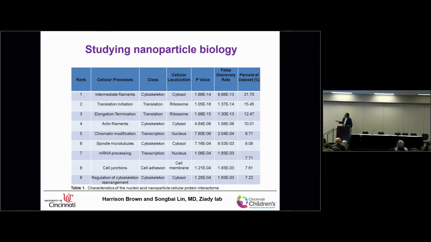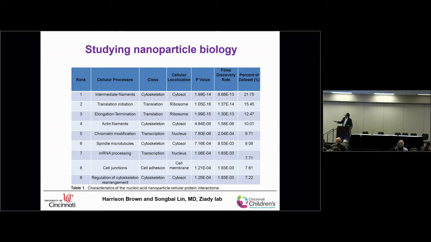So, in looking at what the particles actually interacted with, you can see here the processes associated with the proteins that interact with the particle after they're added to these primary cells. And you can see that the top 3 or 4, actually all of them, make sense.